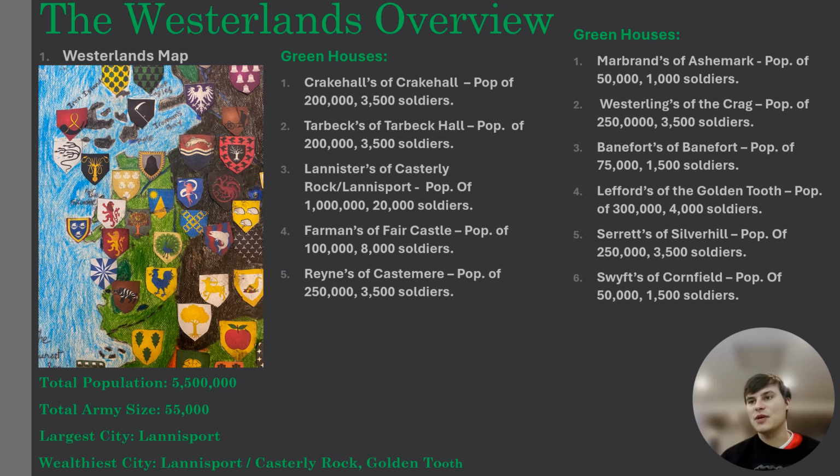So we have the Westerlands. We got a total population a little less than the Reach with 5.5 million. Total army size a little less than the Reach with about 55,000. The largest city is Lannisport, and the wealthiest city is Lannisport / Castle Rock, and the Golden Tooth is also very wealthy as well. So let's do the overview.